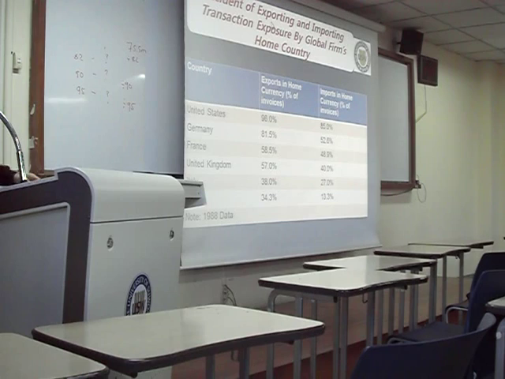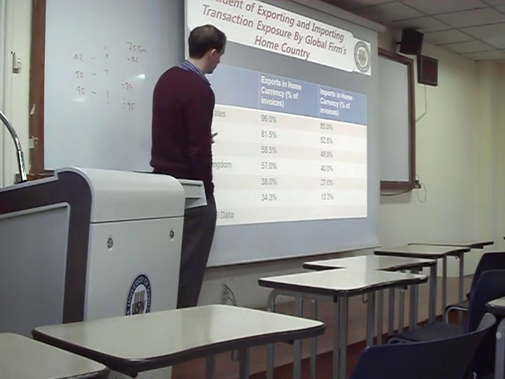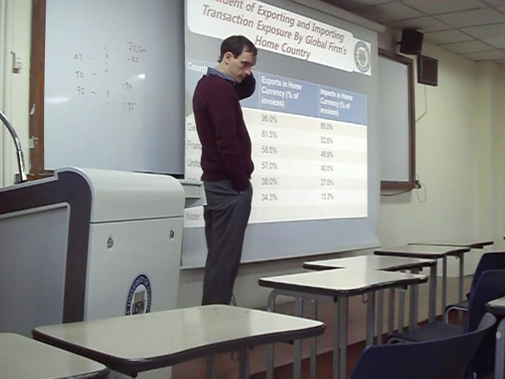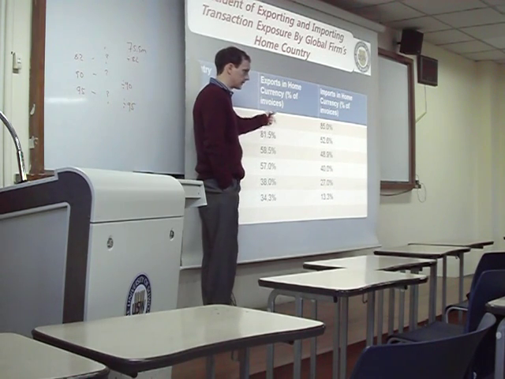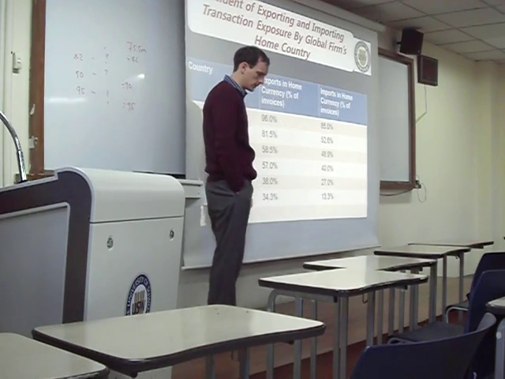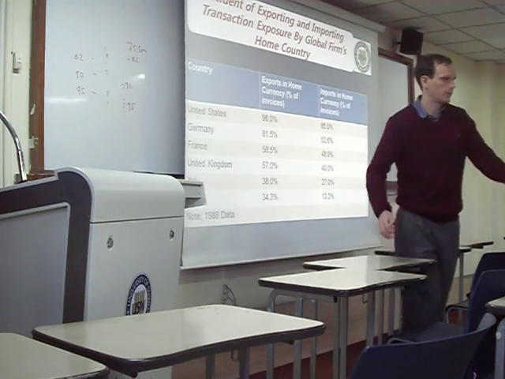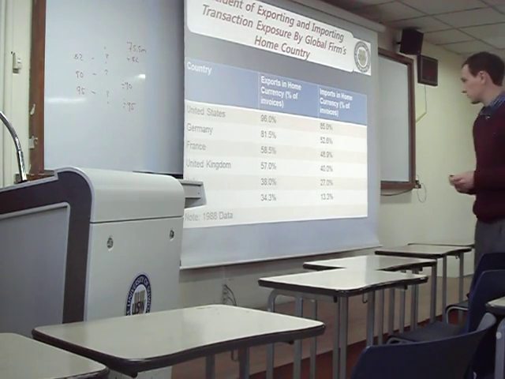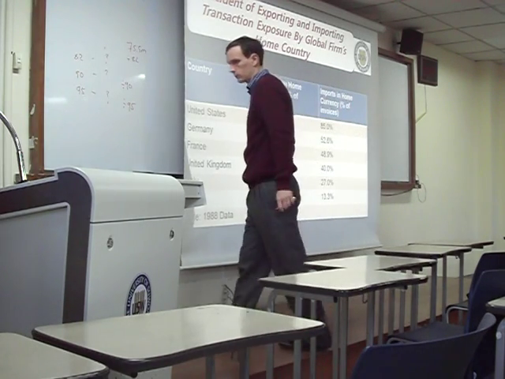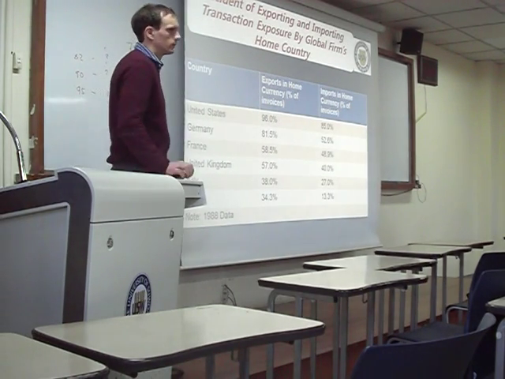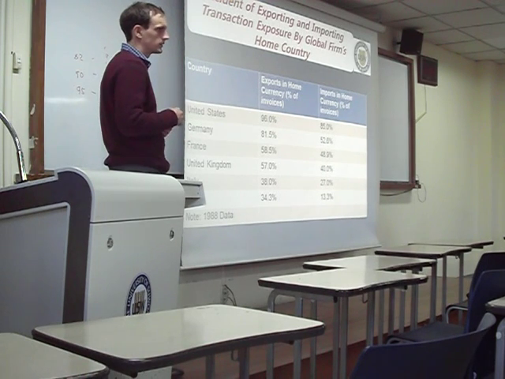So, here we have the incidence of exporting and importing transaction exposure by the global firm's home country. So we can see that the US makes a lot of their contracts in US dollars. Across the world, that makes the US dollar important. 96% of US exporting contracts are made in US dollars. So if you make a contract with a US company, what currency is the contract going to be in? Probably US dollars. Probably US dollars, right?